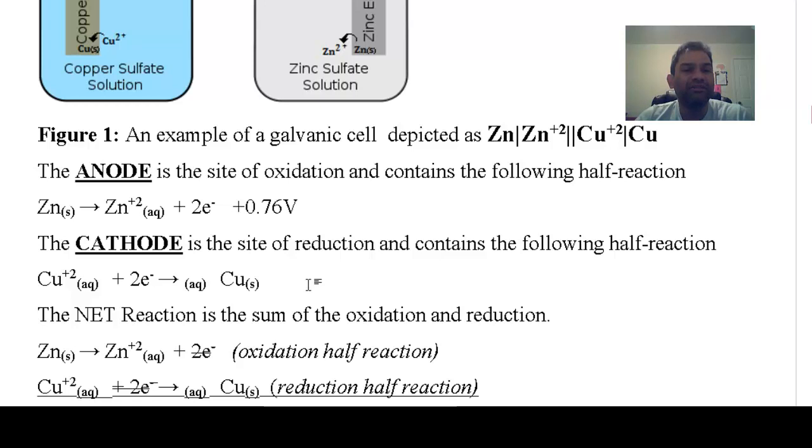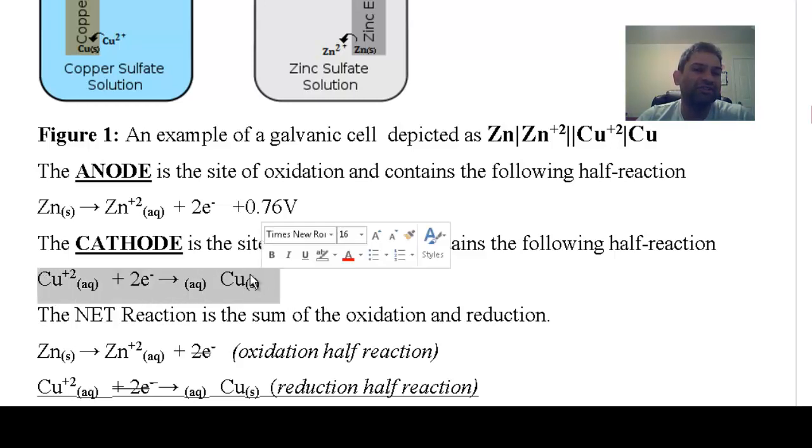The cathode is where copper plus 2 gets converted to copper solid. To balance the charge, you need 2 electrons, 2 e minuses, on the reactant side. So plus 2 and a minus 2 will give you 0, and there's a 0 on the product side. So this is a reduction half reaction. Reduction occurs at the cathode.